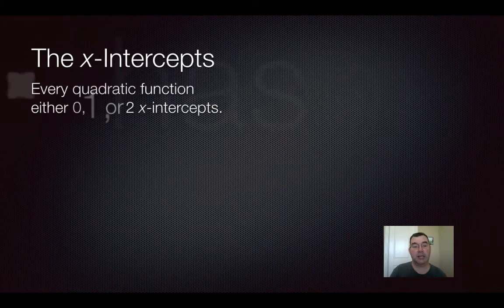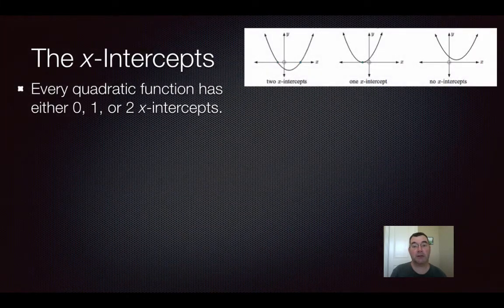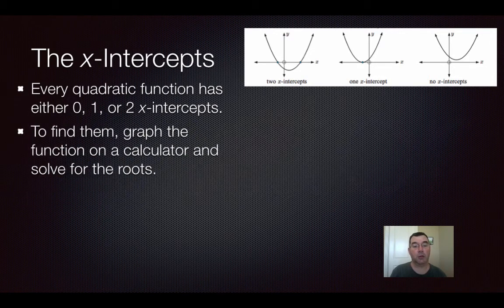To do the x-intercepts, every quadratic function could have two of these. It could have one, or it could have none. So in order to find them, what I do is I actually graph this on a calculator. It's a little bit trickier. So I have y equals x squared minus 2x minus 15.